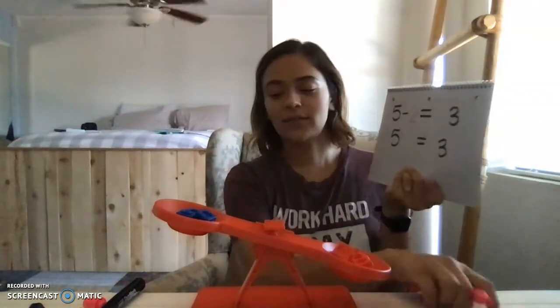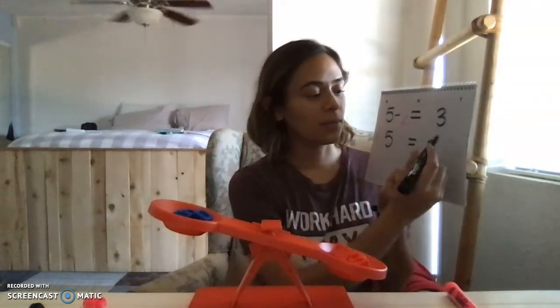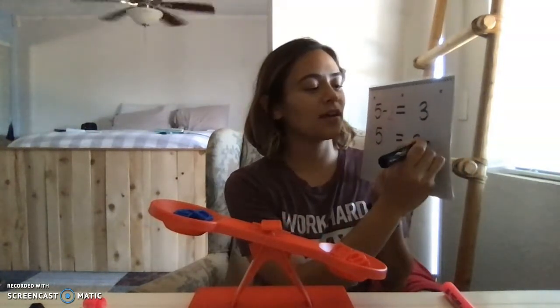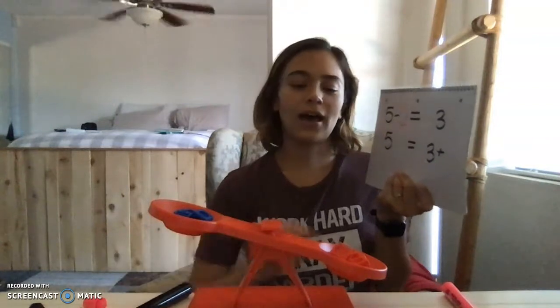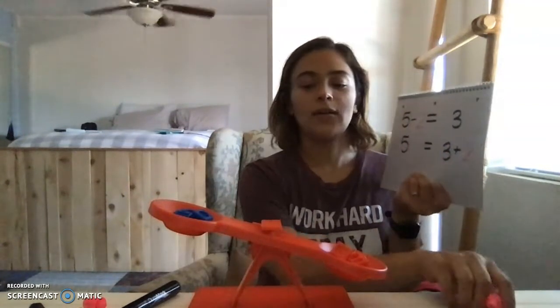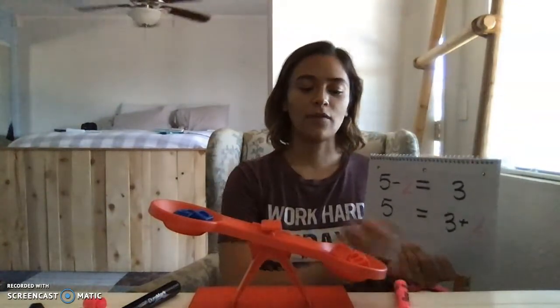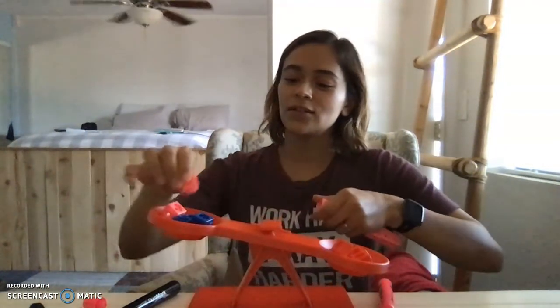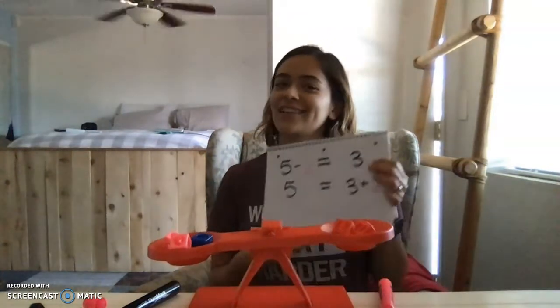Let's try. Let's do this. Which symbol do we use when we add? Plus. Plus, that's right. And we're going to add 2. Shall we do it on the scale to see if that works? Yes. Okay, let's see. We have the 5 on one side and the 3. I'm going to put 1, 2. Is that balanced? Yes, it is.